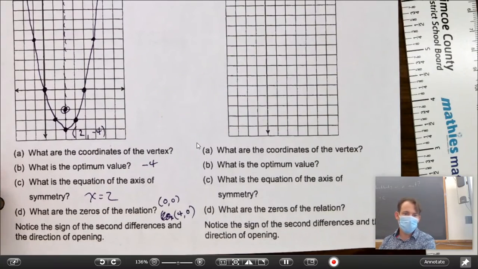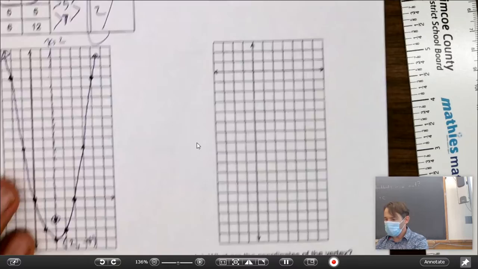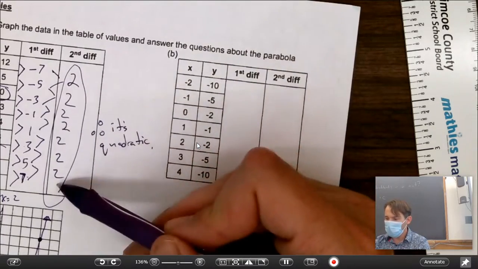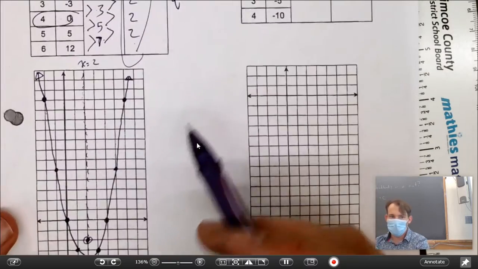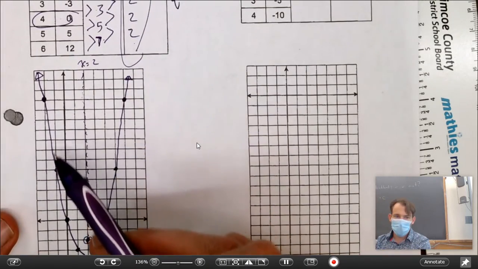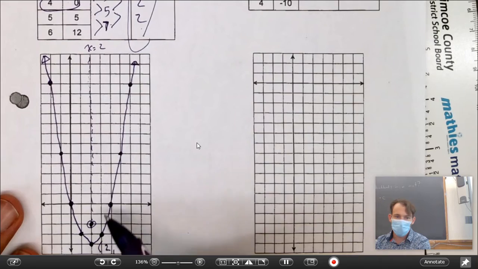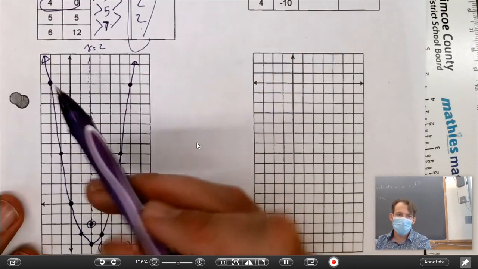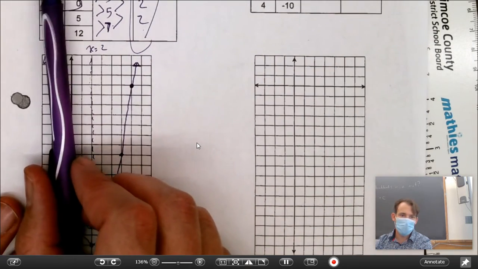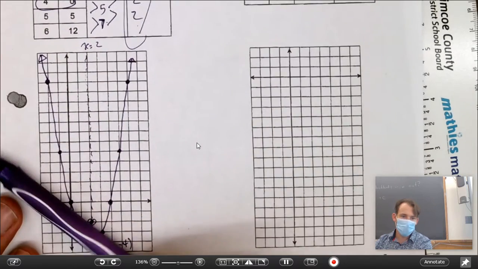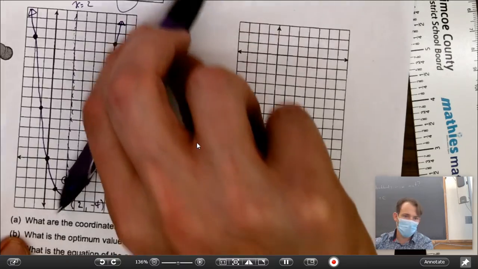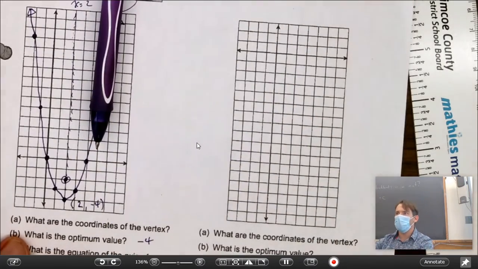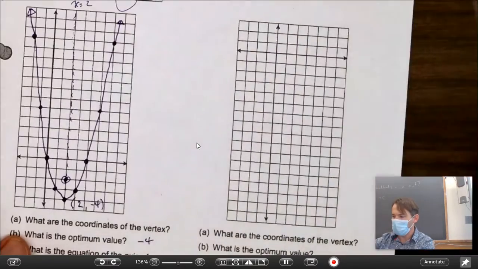Okay. Notice the sign of the second differences and the direction of opening. This is what I want you to notice: the second differences here are all positive. What that's telling you is it's changing how quickly it's sloping in a positive way. It starts with a very strong negative slope and then achieves a slope of 0 right at the vertex. And then its slope starts growing on the other side. So its slope is constantly growing, and its slope grows at a constant rate.